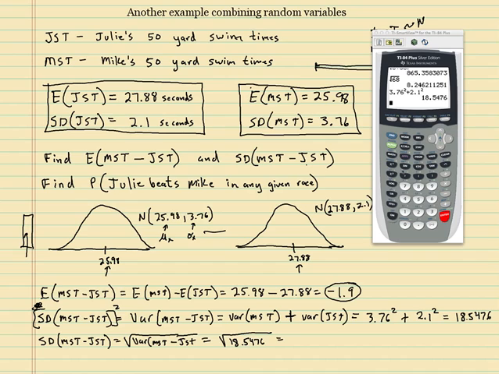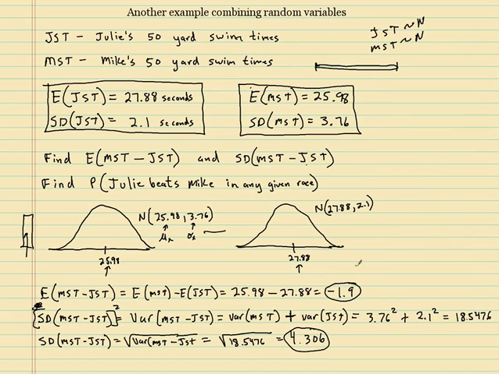You should get used to writing these notations and being very complete. It just makes you look like you know what you're doing, and if you're using the notation, you do know what you're doing. I took the square root and it comes to 4.306. So that's my mean, and that's my standard deviation.